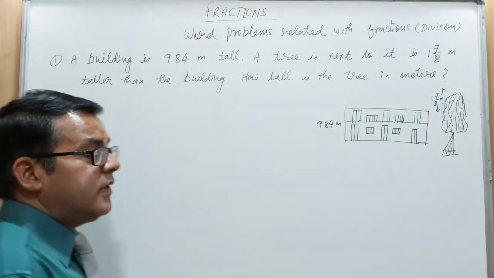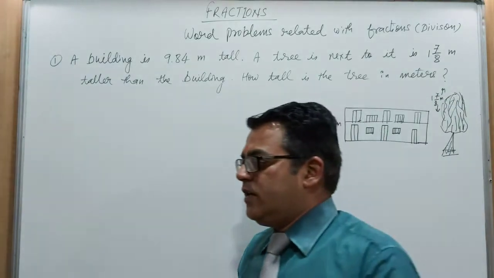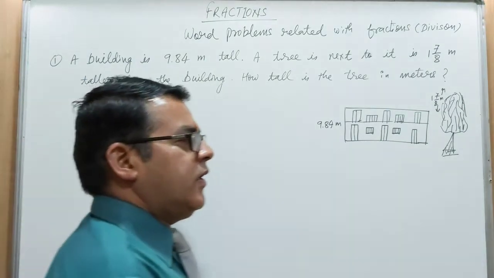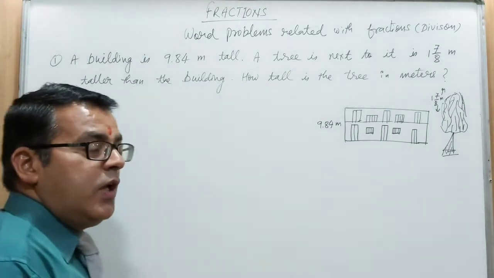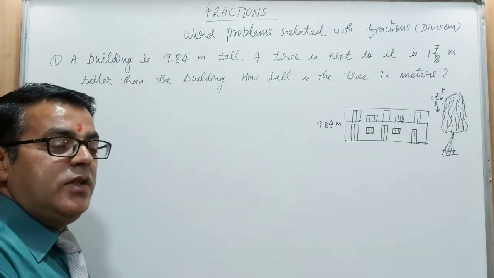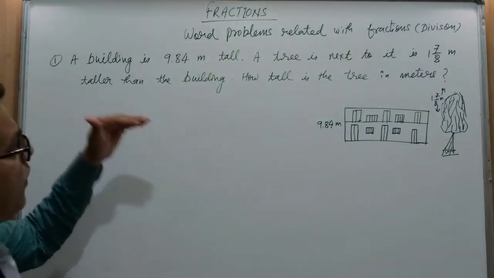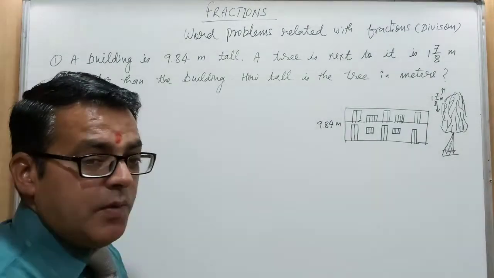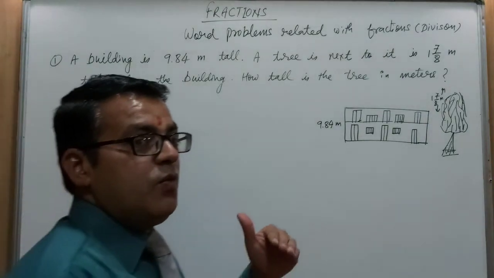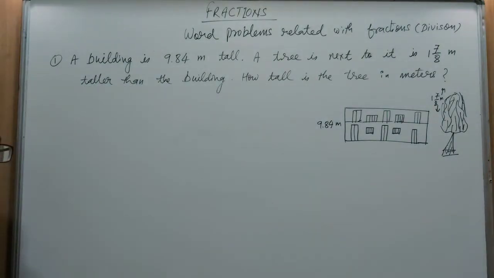We have already been discussing how we can divide fractions as well as decimals. Since we know that fractions can easily be converted into decimals, and any decimal number can also be converted into fractions, these are almost the same things. So today we will discuss some word problems. I have collected some word problems for you related to fractions and division, and in this question we will use many other concepts also.